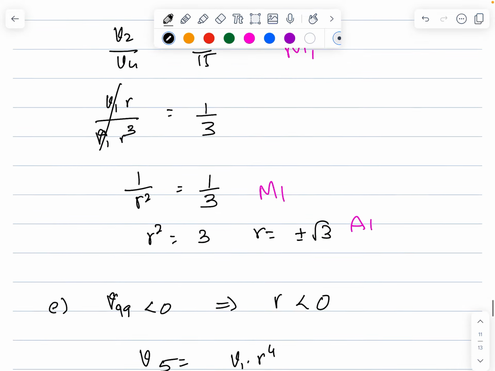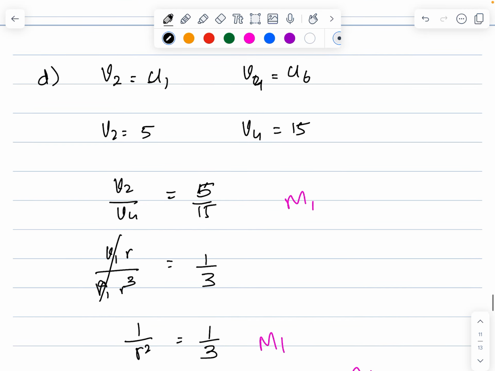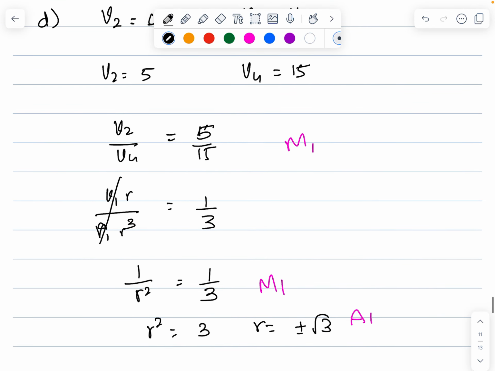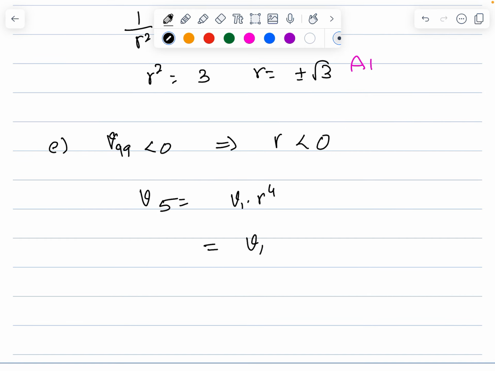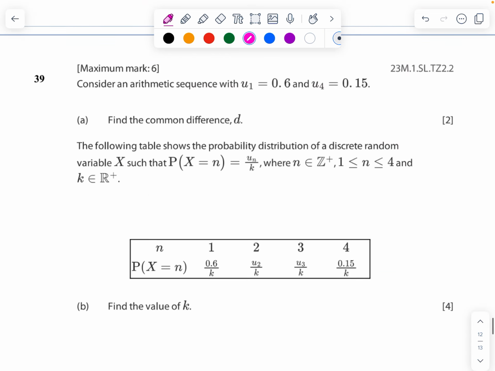So what was V1? Have we got it? We did not get V1. So first of all, we have to get it out, or else V1 times R to the power of 4 is V4 times R. V4 was 15 and R is minus root 3. So which is minus 15 root 3. That's going to be the answer. M1 and an A1.